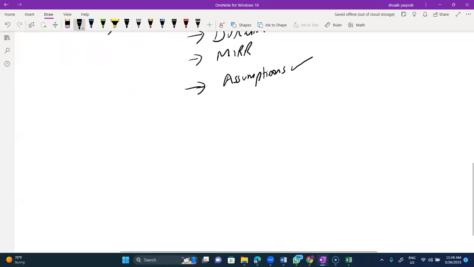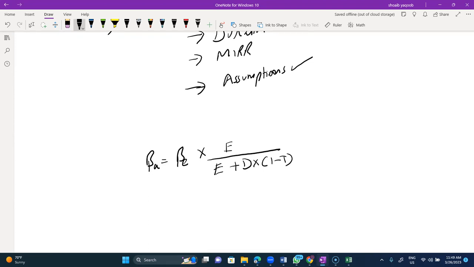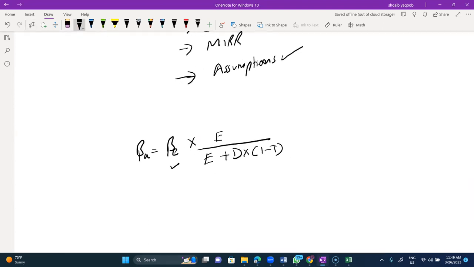So the beta formula is this. Beta asset is equal to beta equity, multiplied by E divided by E plus D into 1 minus T. Remember, always take market value of equity. E stands for market value of equity, and D for market value of debt. So in the exam, beta equity will be given. You will calculate equity value, you will calculate debt value, you will put them in the formula, and then you will calculate the beta asset.